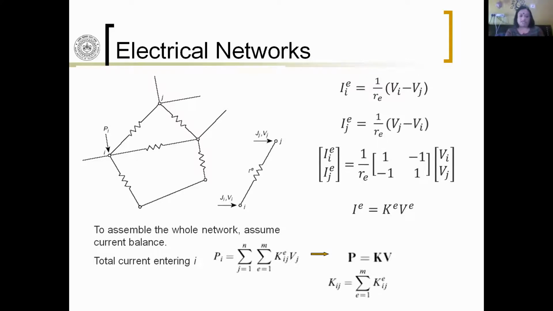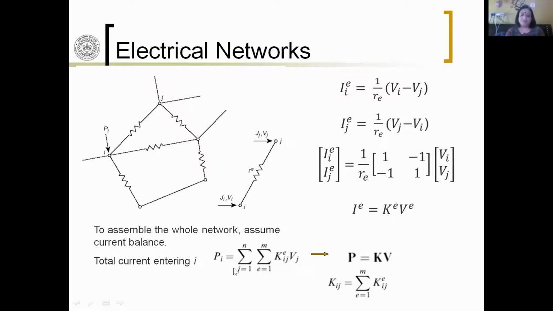To assemble the whole network, we will assume current balance. So we will take the point PI, this is your point PI. At this point, I will assume current balance. And I will find out what is the total current entering here. The total current entering here will have contributions from 1, 2, 3, 4 branches. So all the branches which are adjacent to this node have to be considered. So I will have 4 equations like this for all these branches, 1, 2, 3, 4. I'll take them all together and I will do this. The total current entering I is equal to PI equal to summation over J and then summation over E, Kij, Vj. Look at this carefully.